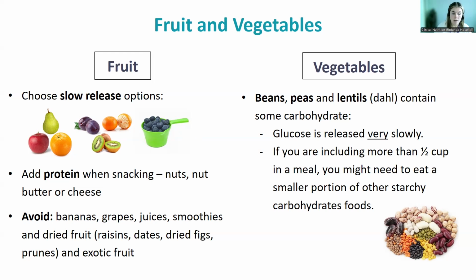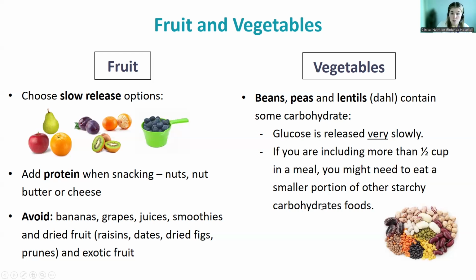And if you are having a portion of fruit, we would encourage you to add some protein along with it. So maybe some nuts or some nut butter or cheese along with your piece of fruit, because that will help balance the blood glucose levels a little bit better as well. And just a reminder, the fruits to avoid would be things like bananas, grapes, juices, smoothies, dried fruits like raisins, dates, figs, prunes, and any exotic fruits, as they will raise the blood sugar levels very easily.